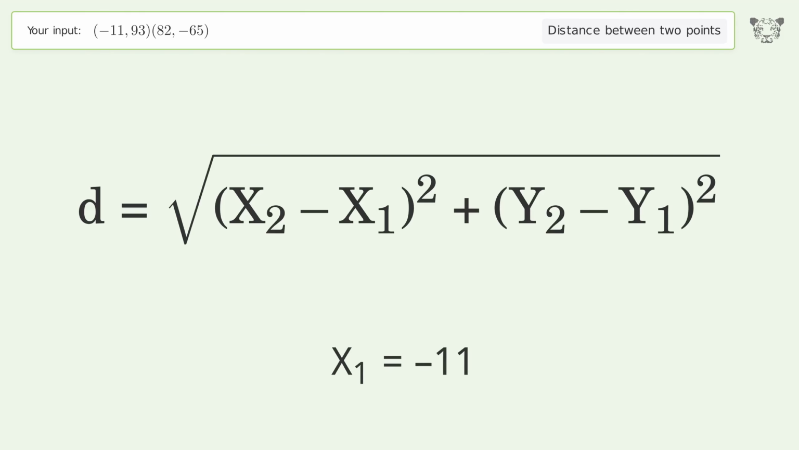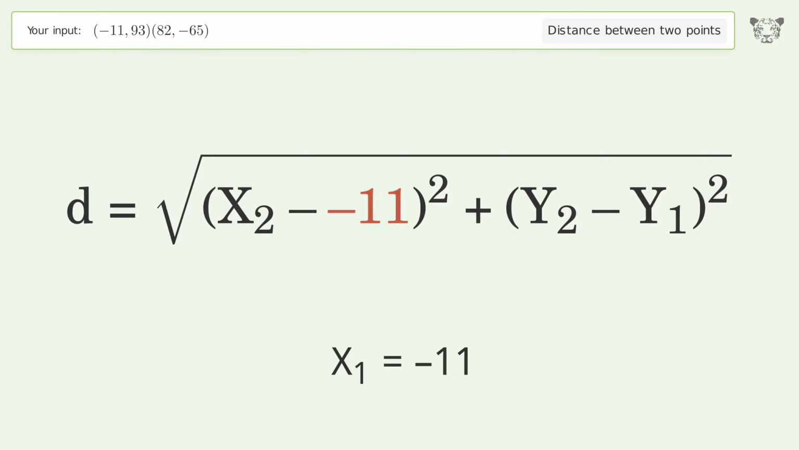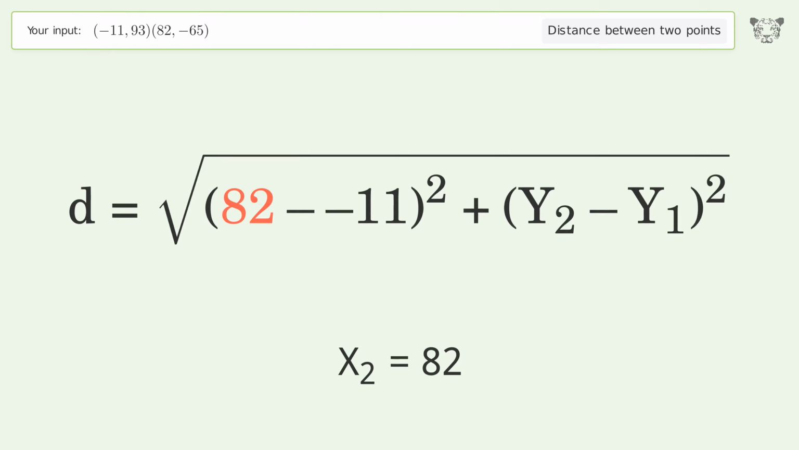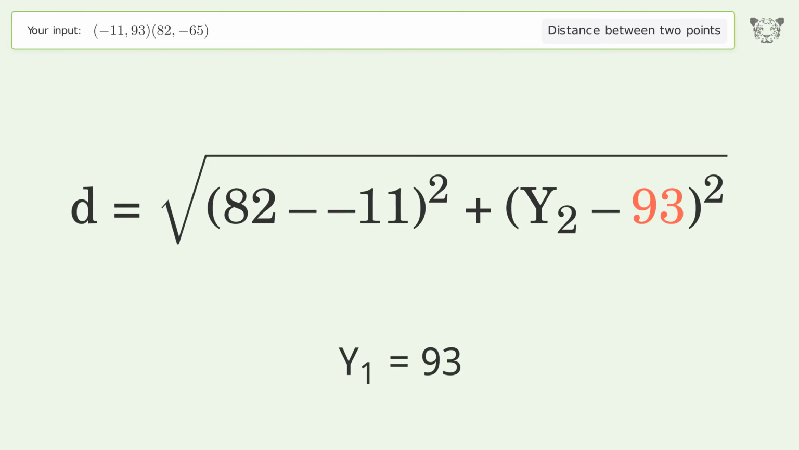x1 equals -11. x2 equals 82. y1 equals 93. y2 equals -65.